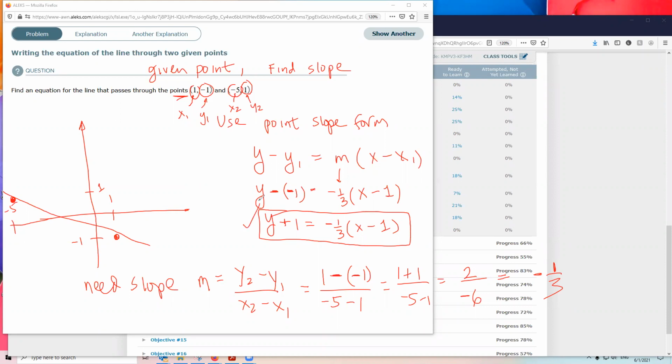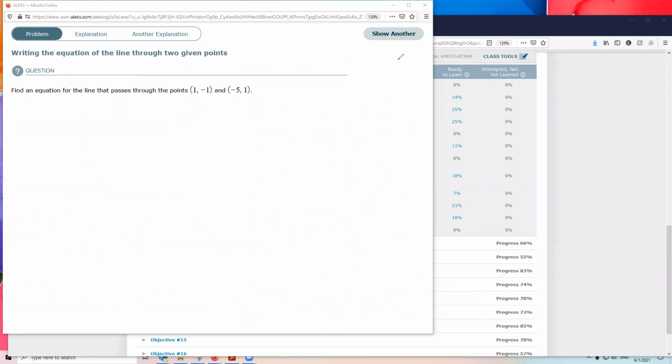All right, so when they give you 2 points, you can calculate the slope yourself. That means you're going to know a point and a slope. Well, that's the time to use the point slope form of a line.